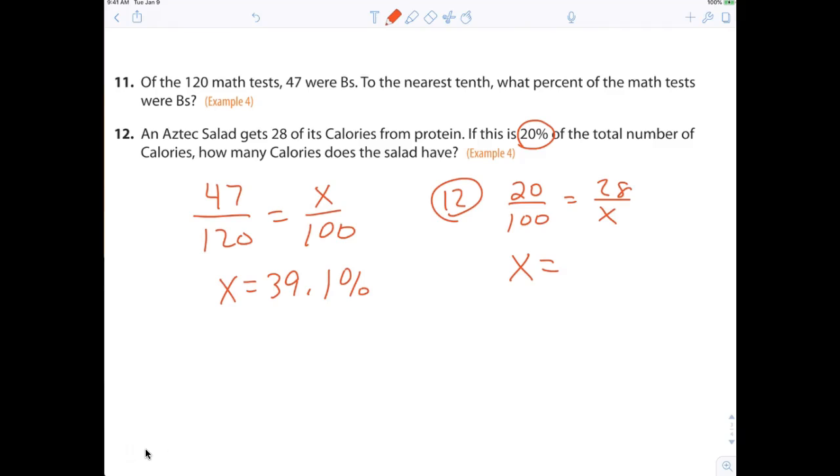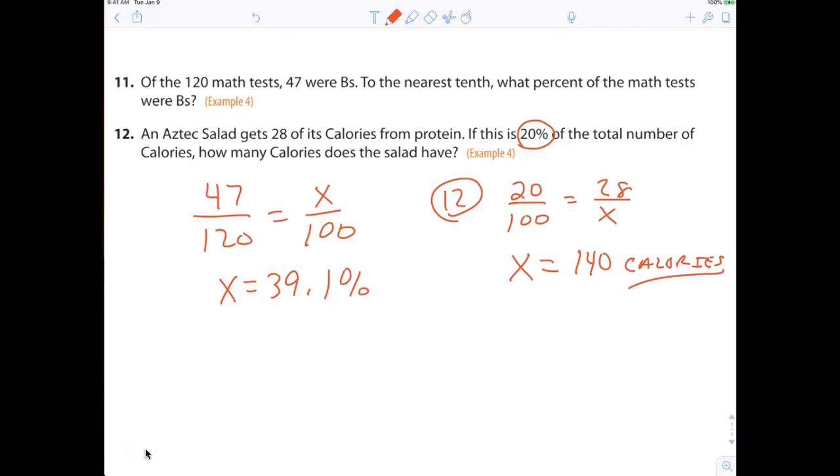28... Wait a minute, let me just go. Yes, come on, take your time. You're always right. 140. Somebody said 140. Yeah, calories. All right, that is correct.